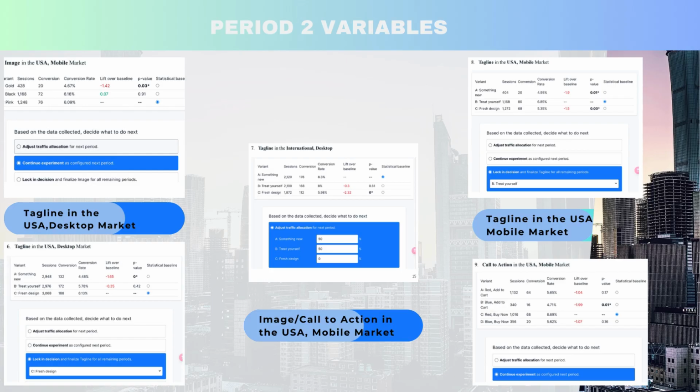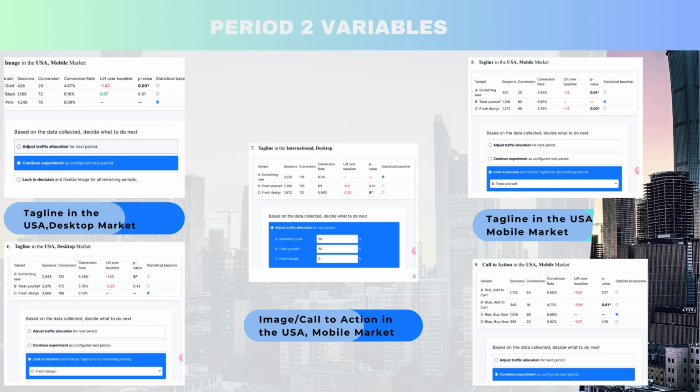$690, and the price for the USA mobile side is a little bit lower at $675. And for the other variables in period two, we look into the tagline in the USA desktop market. We decided to make up our mind.